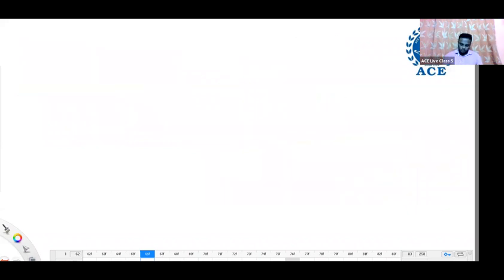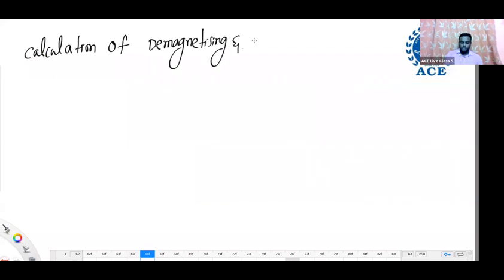Okay. Next. Starting calculation of demagnetizing and cross magnetizing ampere turn per pole. Cross magnetizing ampere turn per pole.